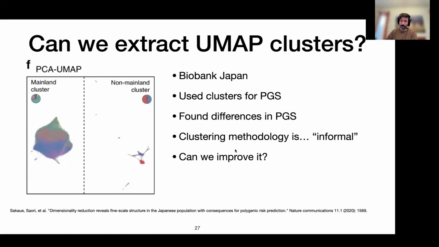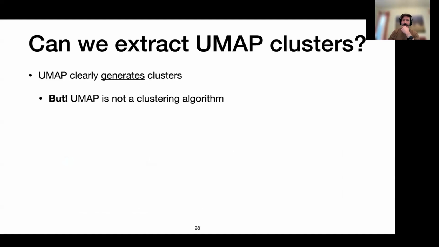These clusters have lots of subclusters. So I don't think that this is the ideal way to extract clusters from data. So the thing is, UMAP generates clusters. And I spoke to Leland McInnes, who's the developer of UMAP, a couple of months ago. And he actually said that one of his motivations behind UMAP was to find clusters in data. But that being said, UMAP is not a clustering algorithm. It doesn't actually give you cluster labels. It doesn't extract them. You can see them, but you can't get them.